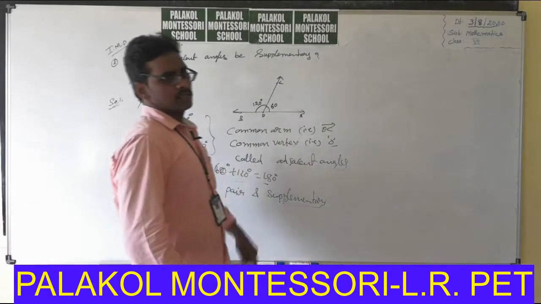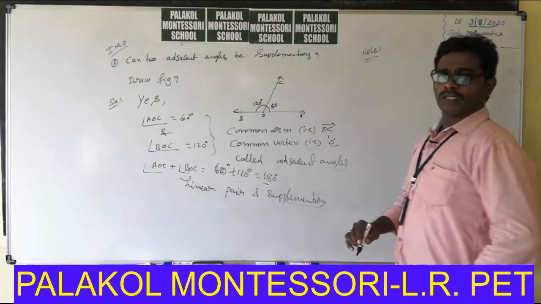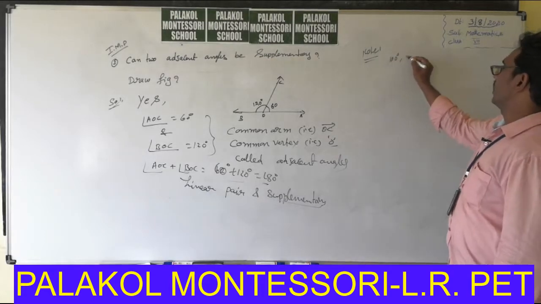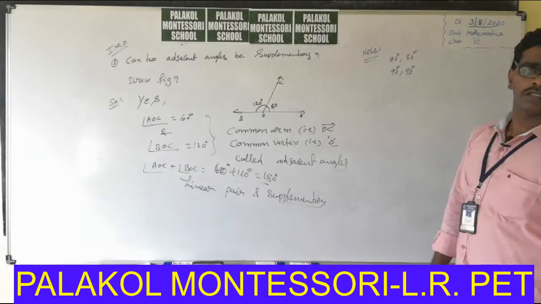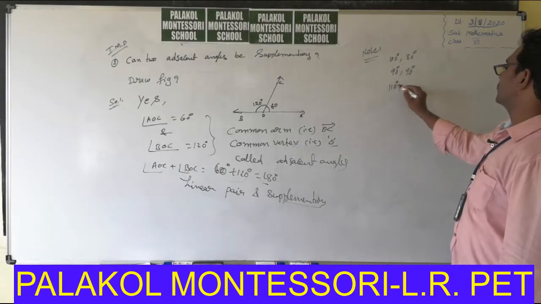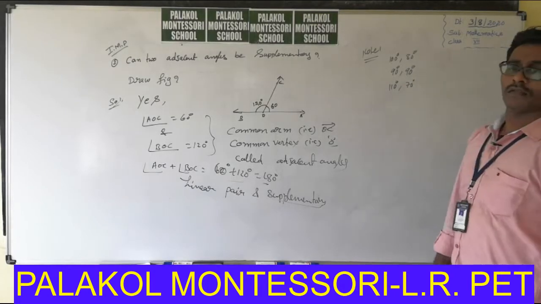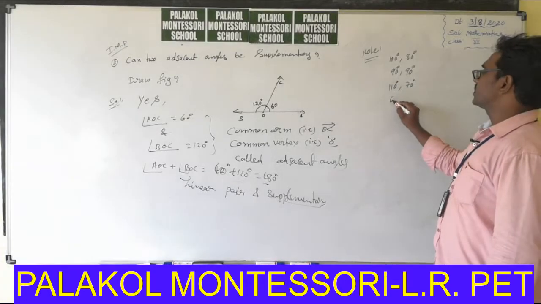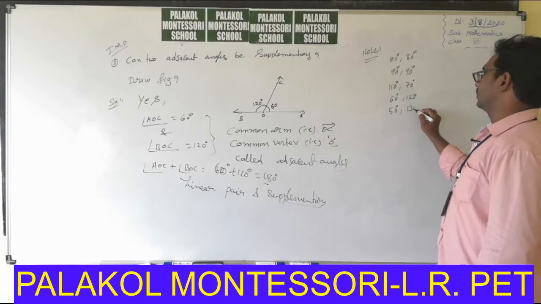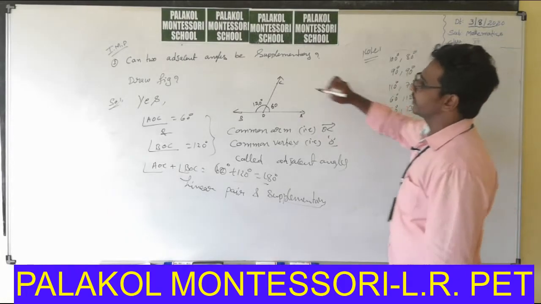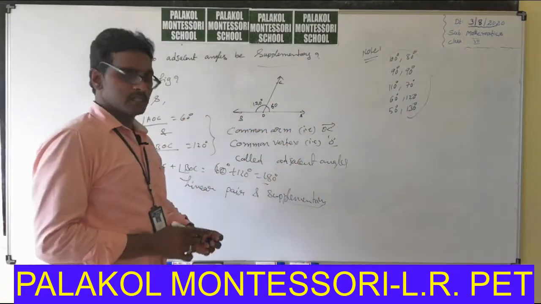Not only these angles, you can take different angles: 100 degrees and 80 degrees, 90 degrees and 90 degrees, 110 degrees and 70 degrees, 60 degrees and 120 degrees, 50 degrees and 130 degrees. Take different angles; these adjacent angles all are supplementary angles. Okay, guys.